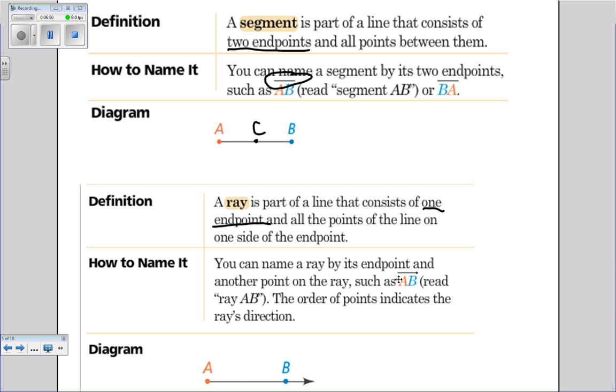Now, notice it doesn't give you the option here for ray BA. And here's why. Ray BA means that B is the end. So B is the end, and then A is the side. So it would look like that. That doesn't work. All right? So these two are not the same. You can only name a ray one way, with the endpoint first.